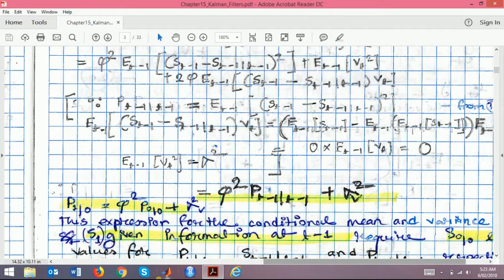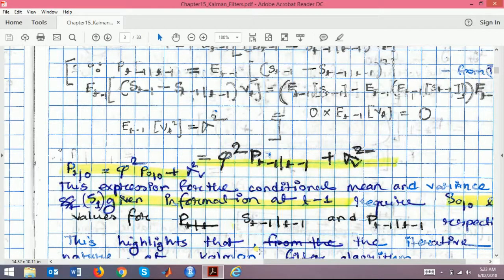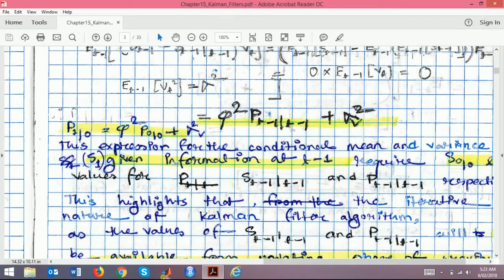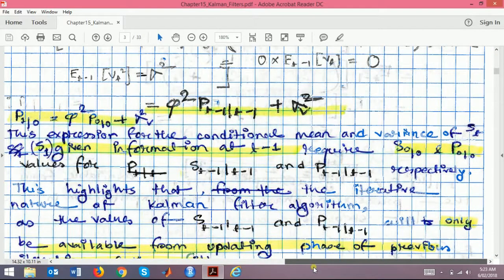One more time, just the last time, three things we have derived. s1|0 equals phi s0|0. s1 minus s1|0 equals phi (s0 minus s0|0) plus the disturbance vt. And the conditional variance P1|0 equals phi squared P0|0 plus sigma squared v. Thus, we have the expression for the conditional mean and variance of st given information at time t minus 1. So we require s0|0 and P0|0. We need the values of s0|0 and P0|0 to represent the conditional mean and conditional variance of the latent factor. The conditional variance is P1|0 and the conditional mean is s1|0, but we must have s0|0 and P0|0 at hand.